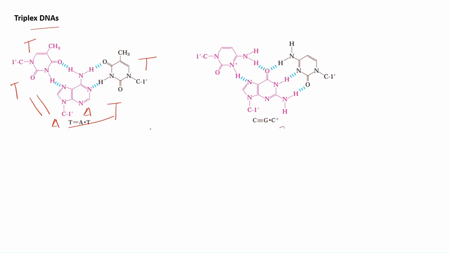The G in the center, from both sides, is bonded with C. But this C in black is the normal pairing which should happen. This C in the pink color forms a double bond with this G. So it is not the normal pairing. If you see the structural difference, what can you see?